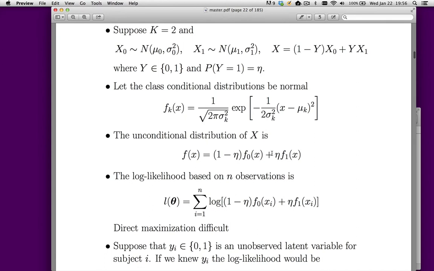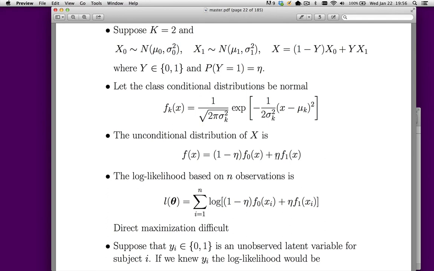Then the unconditional distribution, the thing that we've observed, so think of this as that bimodal histogram that we just observed, is just going to be a mixture of the two class conditional distributions with mixing proportion eta. Now, we've observed n observations from this mixture, and we want to recover those five parameters. We'll do this with maximum likelihood.